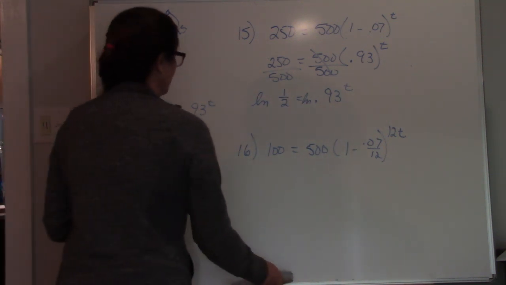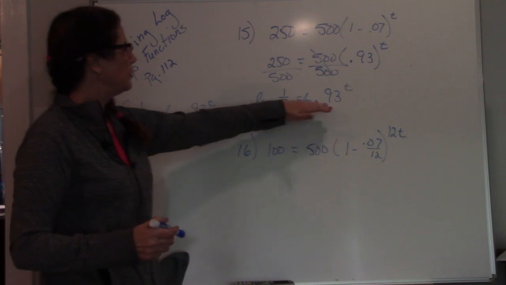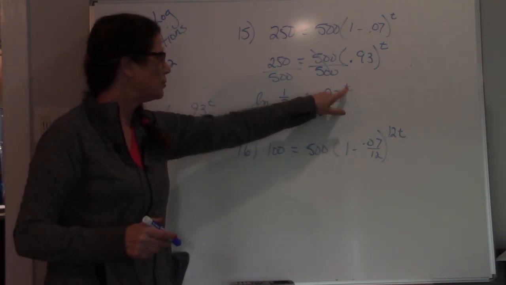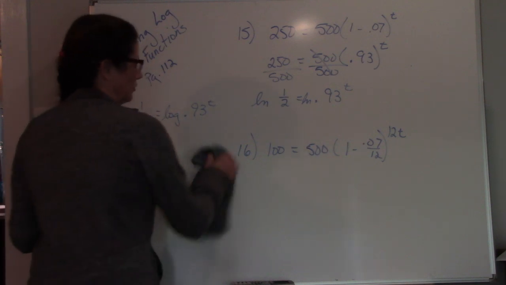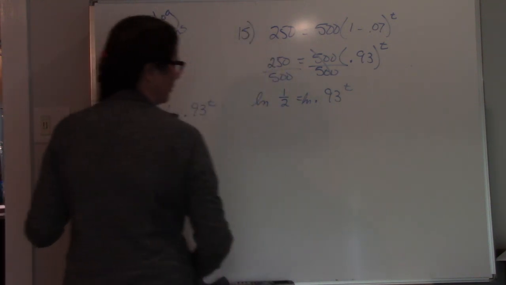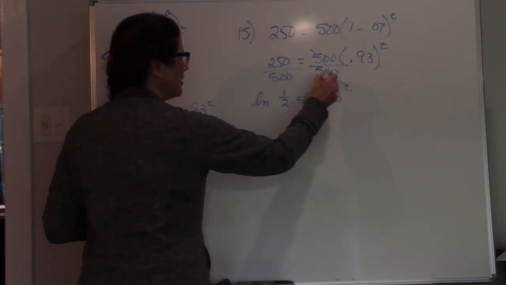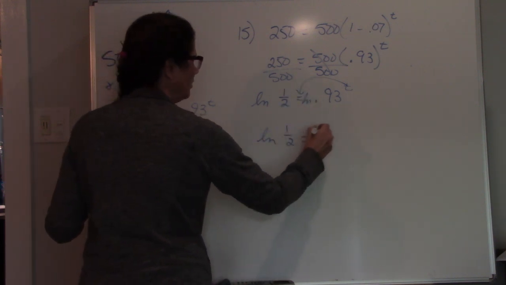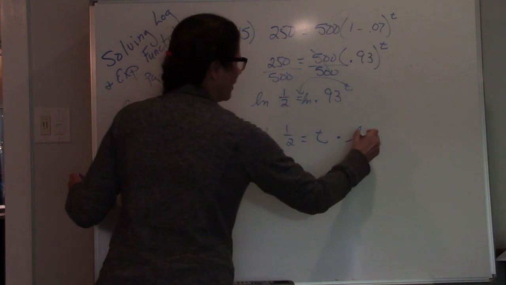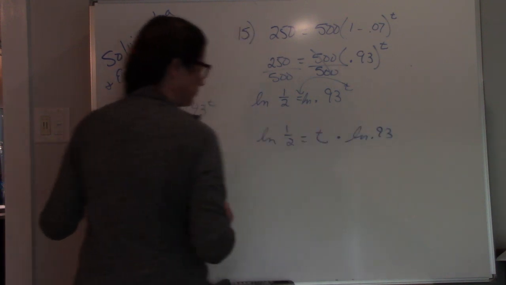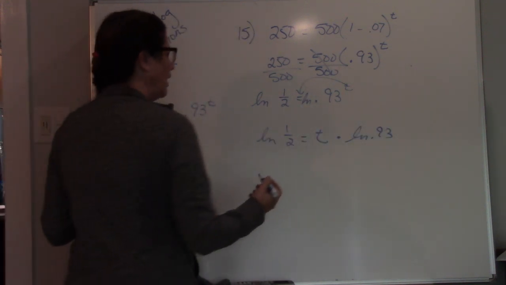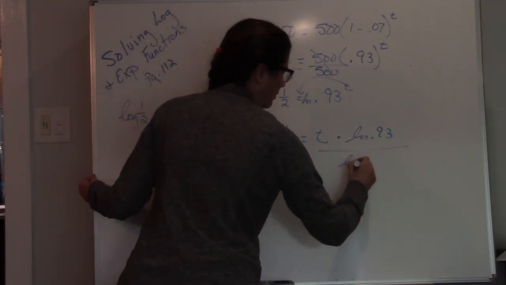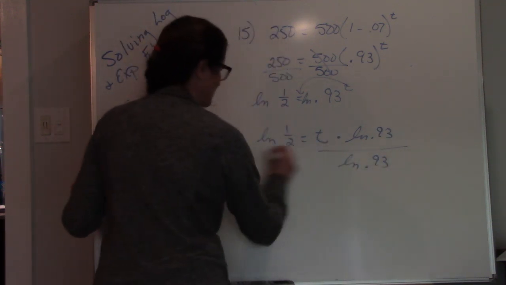Okay, so once I ln both sides, now I have an exponent on an exponent. So let me get rid of this one. We'll do this one later. Now I'm going to bring the t to the front. It has just dropped down: t times the ln of 0.93. And then to get t by itself, I'm going to divide by ln 0.93.